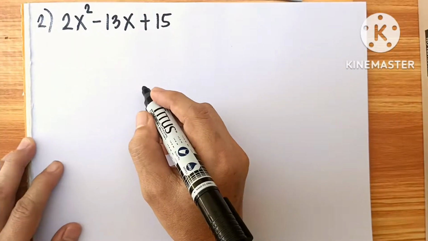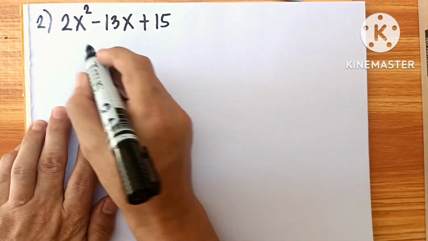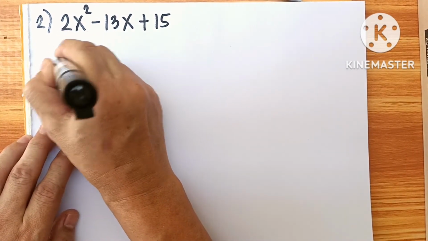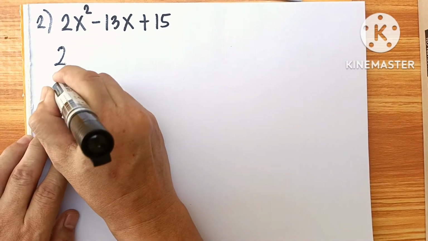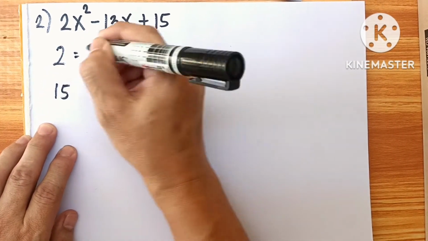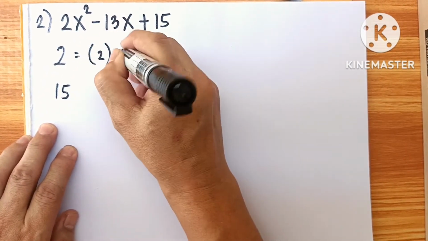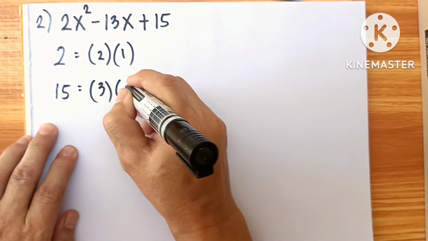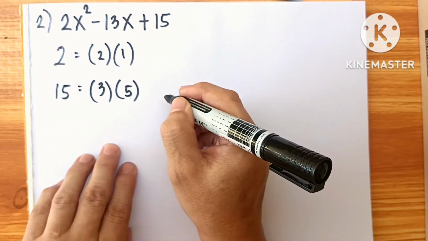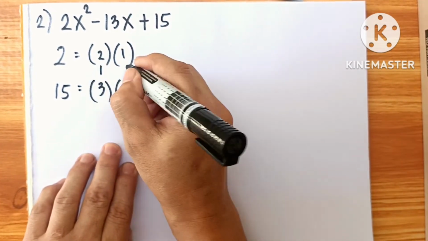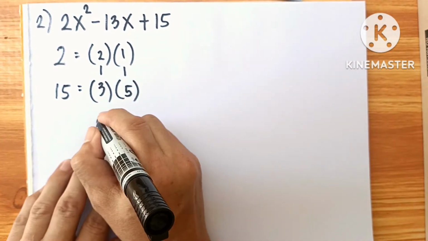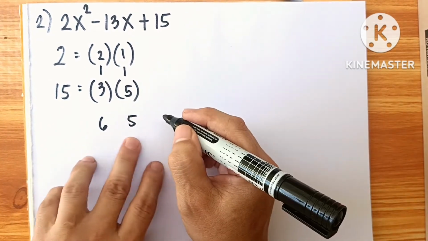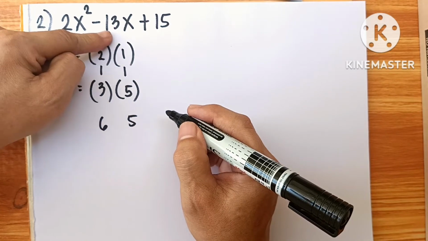Okay. Fast and easy factoring number 2. We have 2x squared minus 13x plus 15. Again, first step, get the leading coefficient and the last term. Factors of 2, 2 and 1. Factors of 15, 3 and 5. So this time, sasadyain kong mali yung combination, no? I will match 2 with 3 and 1 with 5. Product of 2 and 3 is 6. Product of 1 and 5 is 5. Now, if I add these 2, I won't get 13, right?